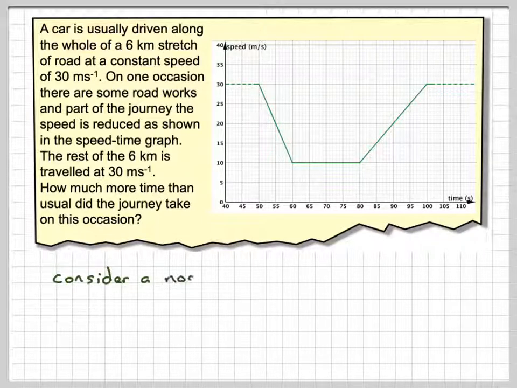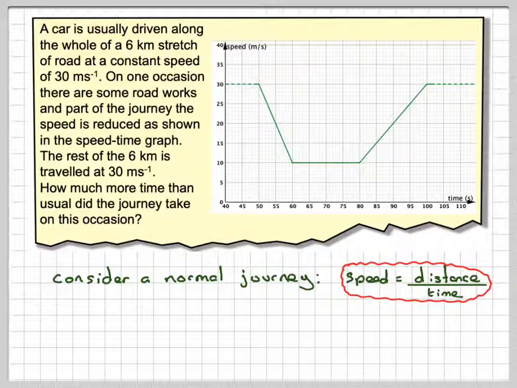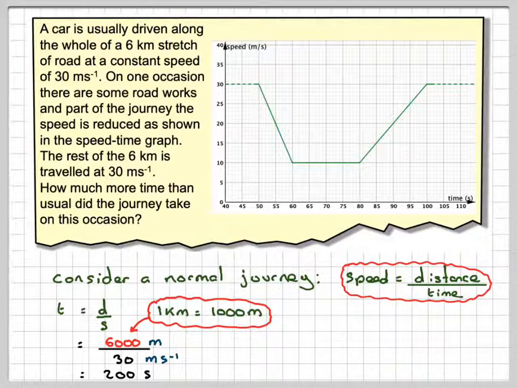Okay, so let's just consider the first occasion, the normal one, where we drive 6 kilometres at 30 metres per second. We know that speed is distance divided by time. We've got to be a little bit careful because we've got kilometres and metres per second, so make the units consistent. Rearranging, time is distance over speed. So it's 6,000, because 1 kilometre is equal to 1,000 metres, over 30 metres per second. That makes the units consistent, and that gives a time of 200 seconds.